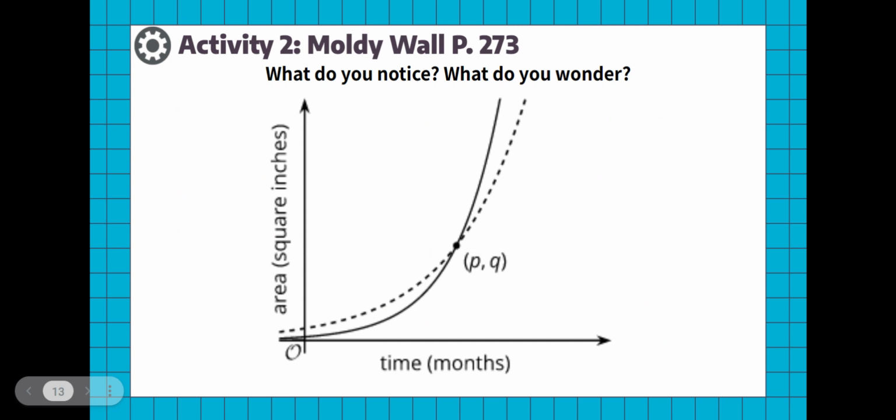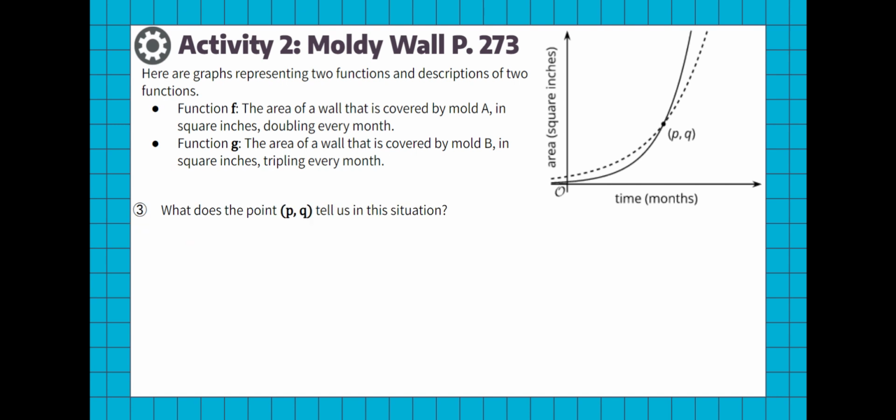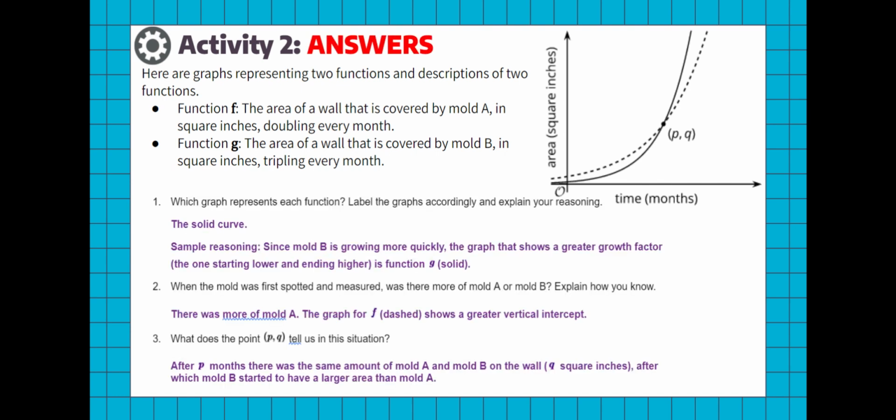Okay, here's activity 2. It starts with a notice and wonder. So we can go ahead and pause the video, take a moment to record something you notice and wonder. Okay, the next part of this, you're going to go ahead on your own and answer questions 1, 2, and 3. All right, we'll go ahead and go over the answers. If you're not quite done, be sure you've paused and take some time to do that on your own.